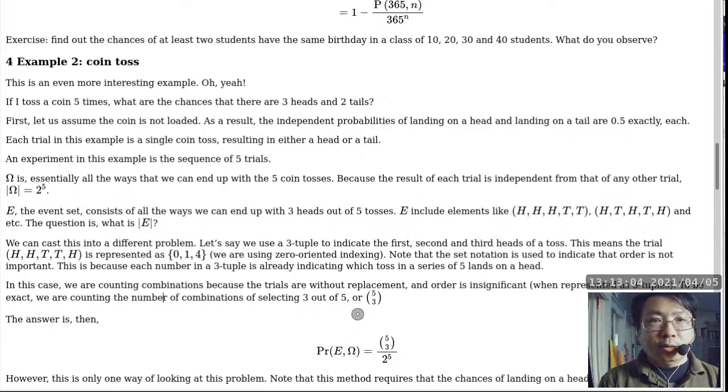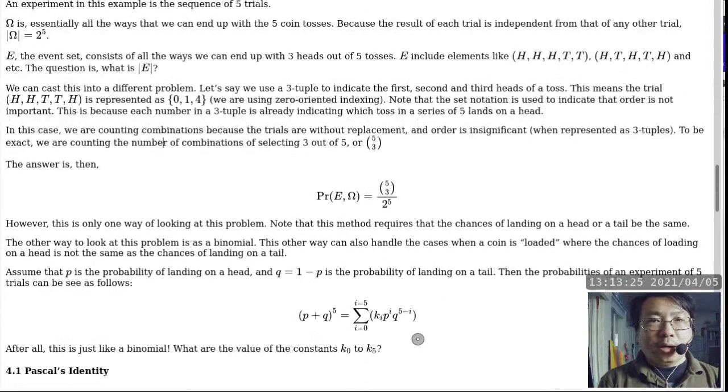Oh, okay, so now that we know how to figure out the cardinality of E, which is just 5 choose 3, the probability of E, the event set, is really going to be the cardinality of E divided by the cardinality of omega, which in this case is 5 choose 3 divided by 2 to the power of 5. Aha. Okay.